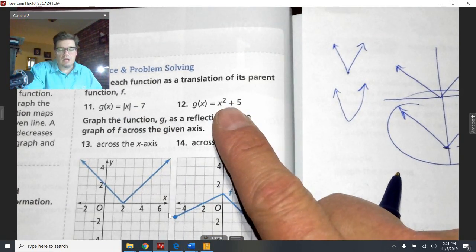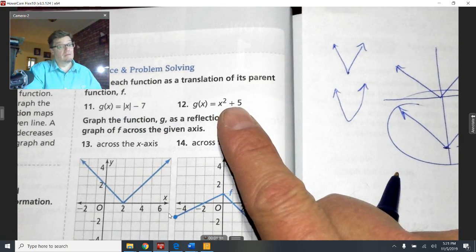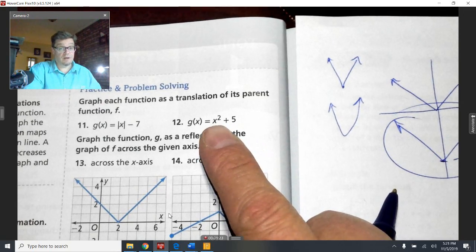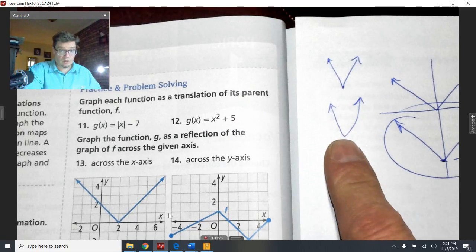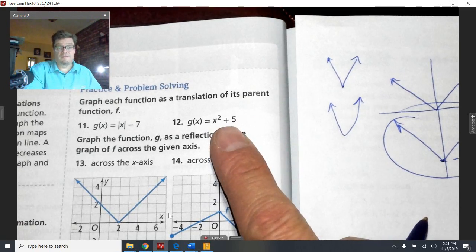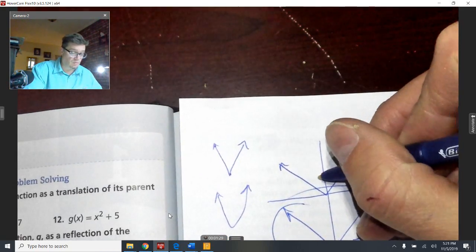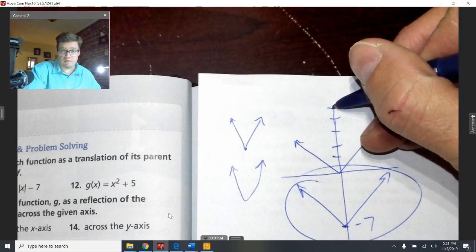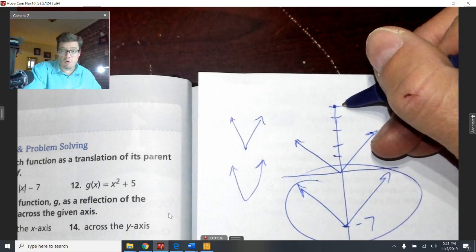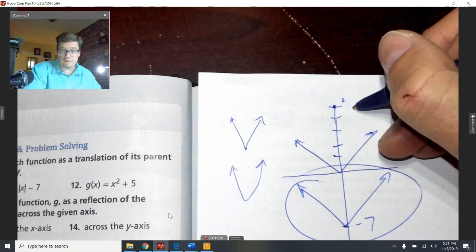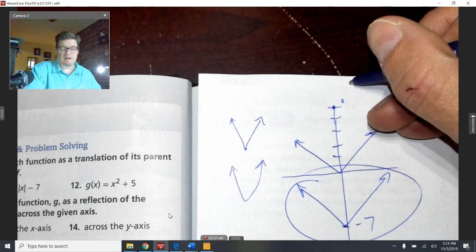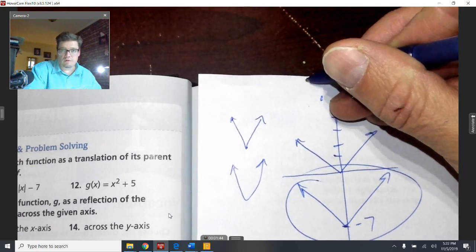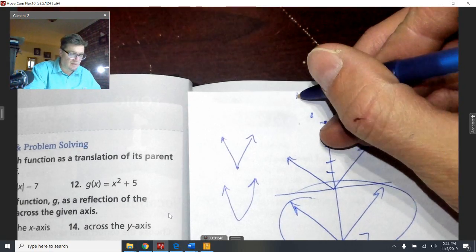Now over here, it looks like we have +5 outside of the parentheses again. So the quadratic, the queen here, is going to move up 5. So we would go to 1, 2, 3, 4, 5, and then her pattern is going to stay the same. She's going to go over 1, up 1, over 2, up 4. I'm just estimating here. So remember, that's the queen's pattern there.